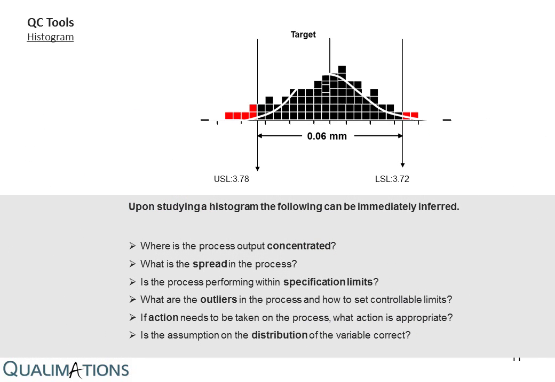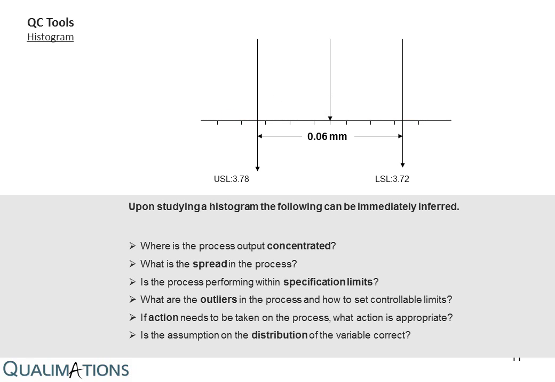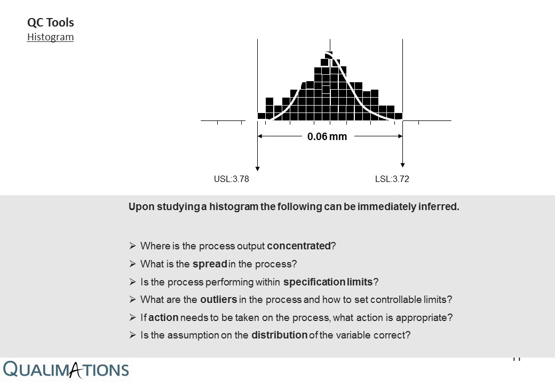Upon studying a histogram, the following can be immediately inferred. Where is the process output concentrated? What is the spread in the process? Is the process performing within specification limits? What are the outliers in the process and how to set controllable limits? If action needs to be taken on the process, what action is appropriate? Is the assumption on the distribution of the variable correct?